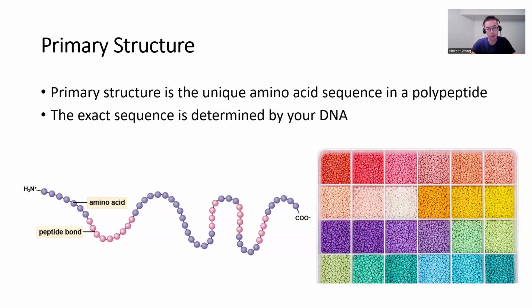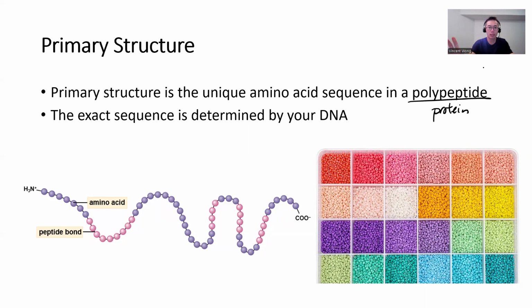The primary structure refers to the unique amino acid sequence in the polypeptide. Again, polypeptide is just another word for protein. Just like for carbohydrates, we say polysaccharide. It's just to remind you that it's a polymer. That's why we have this alternative name for the macromolecules.